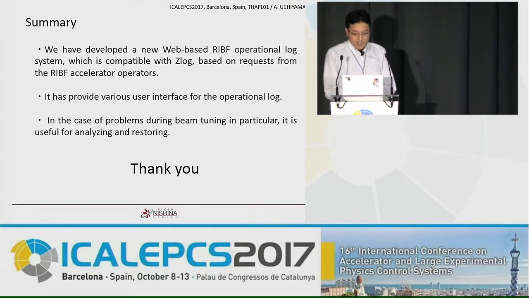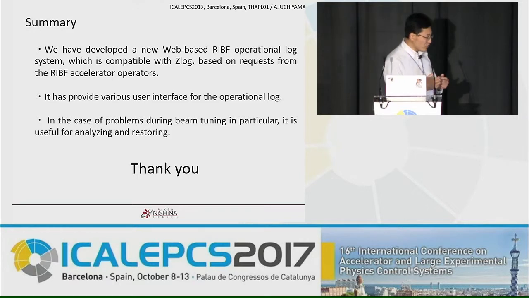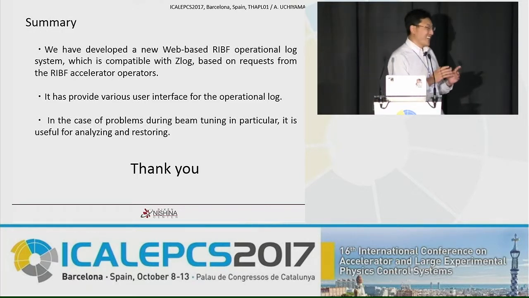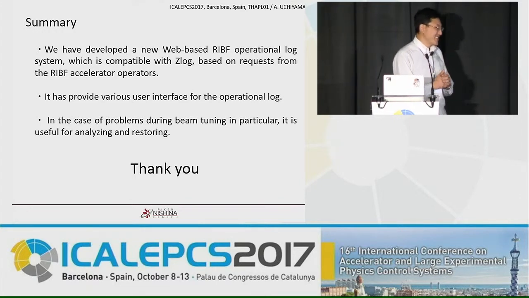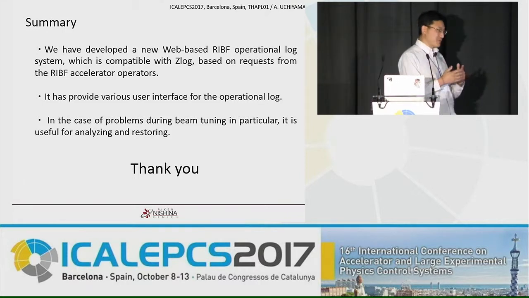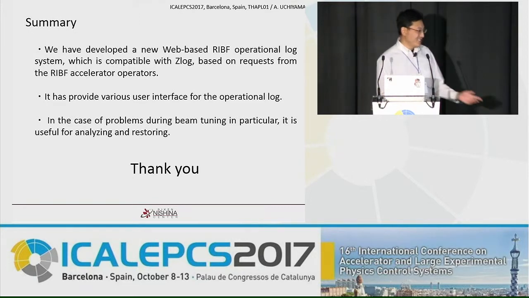Yeah. In case of ZOPE, we have to code the web application, and I don't like this development environment. I think it's easy to develop with PHP compared with Python.